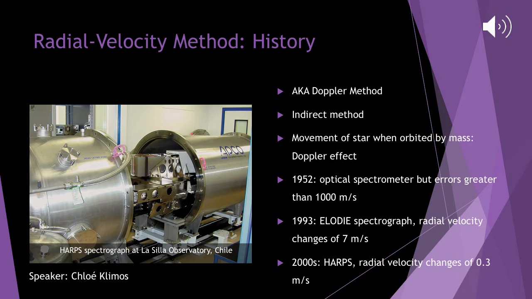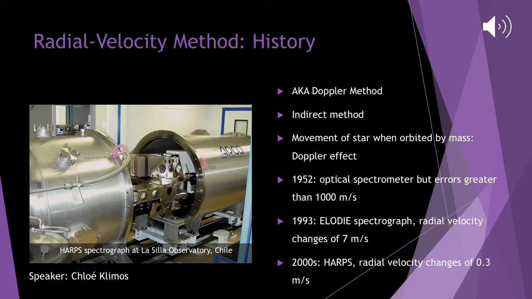The Doppler method can be dated all the way back to 1952, when Otto Struve, a Russian-American astronomer, proposed using an optical spectrometer to detect slight shifts in the star's emission and therefore changes in radial velocity. Sadly, it was deemed useless as it generated errors greater than 1,000 meters per second. In the 1990s, there were major technological advancements in the field.